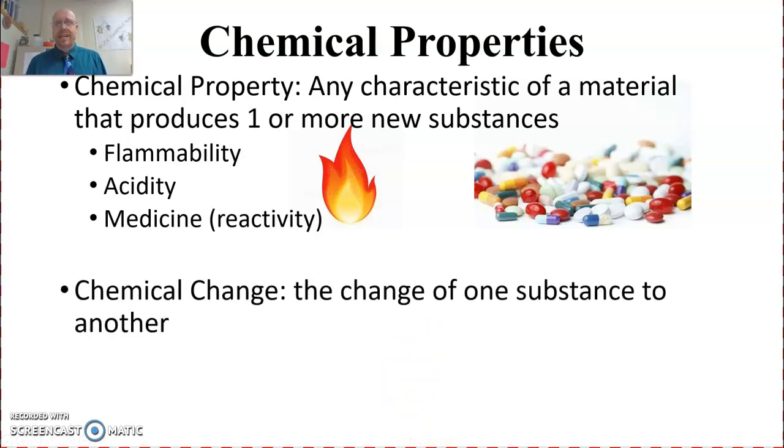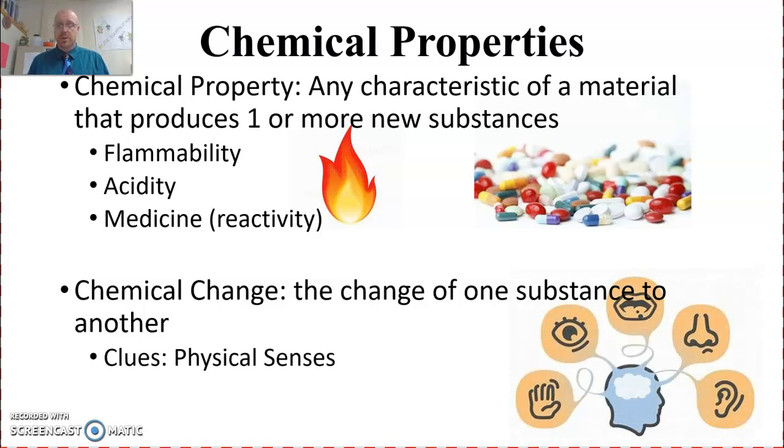Another chemical property is chemical change. This is the change of one substance to another. And we know that chemical change is taking place because we have our senses. We can smell something cooking. That's actually a chemical change. We hear different things. You might hear a pop, a bang, an explosion. You may see fizzing. You may feel something. There's heat given off. There's a chemical change going on.